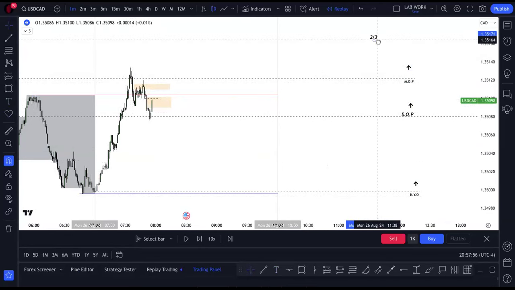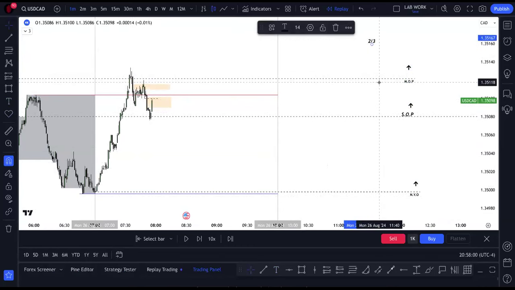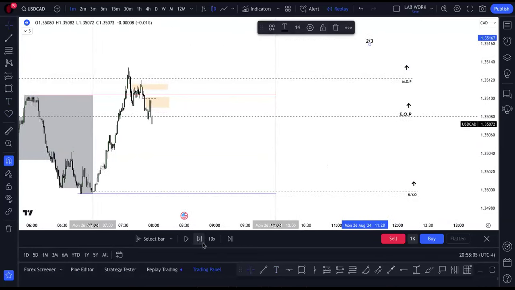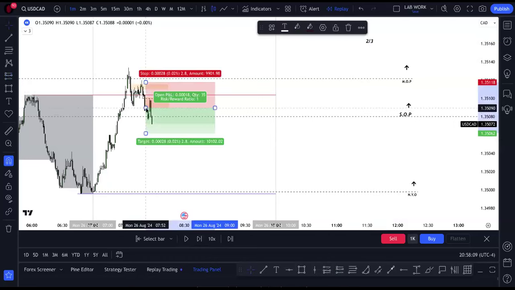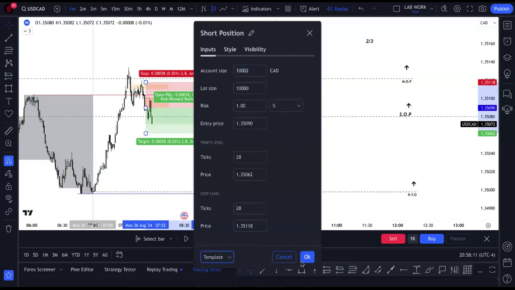2 out of 3. That's not bad. This is what I was trying to tell earlier. That is not bad. You could still take this idea. Let's play it forward to see what happens. Let's say we put this out. We put our parameters in. We're going short there. 1 to 1.